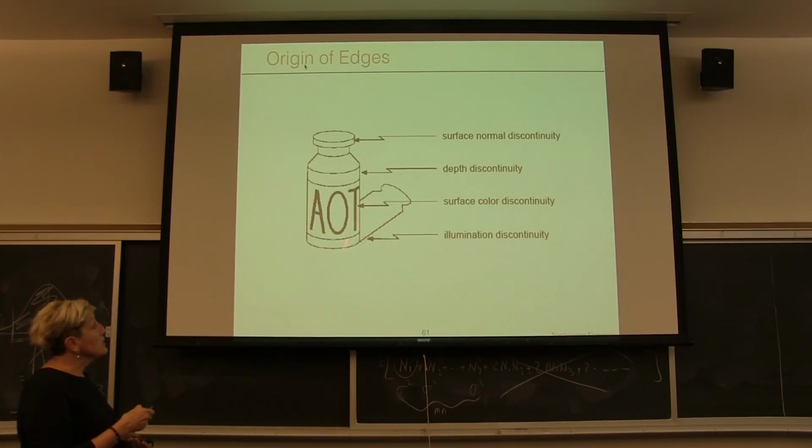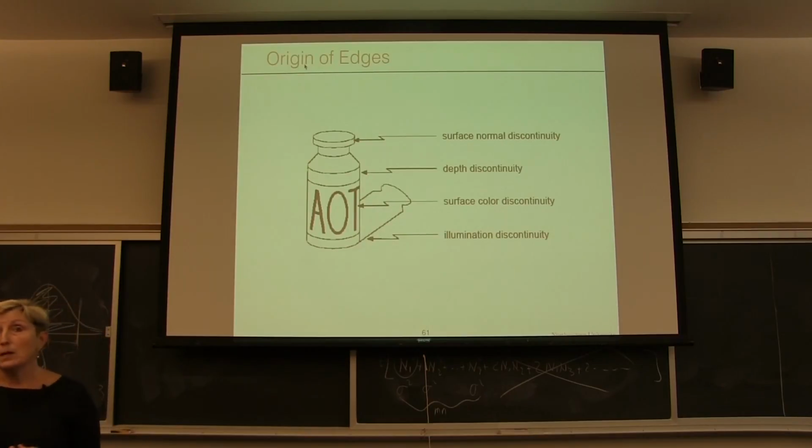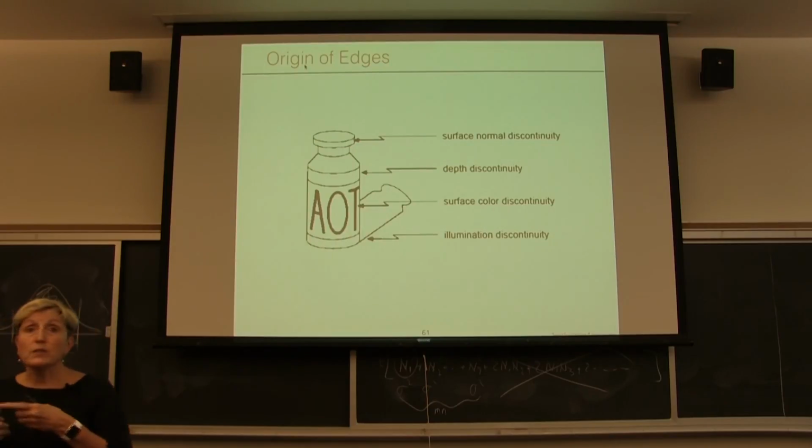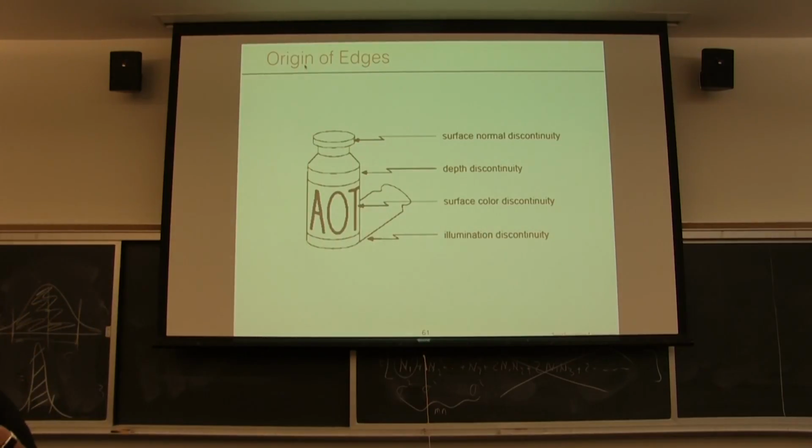Now, all these edges did not come to be for the same reason. They have different physical explanations. The edge here between the top of the bottle and the side of the top came about because there is a surface discontinuity. The normals of these two surfaces are different, and therefore I see that edge over there. The edge here along the side of the bottle, we know that that's not truly an edge.